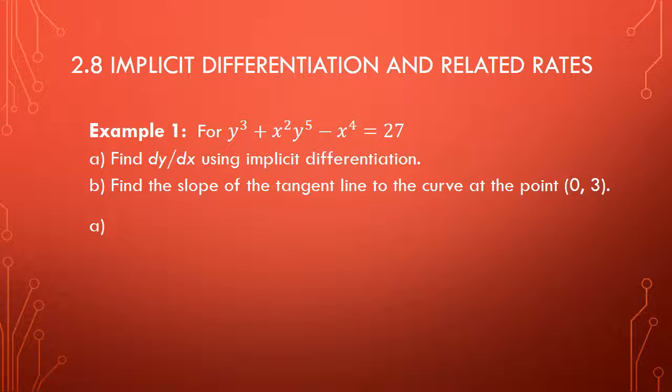Okay, so we're going to do y cubed plus x squared y to the fifth minus x to the fourth equals 27. Now this would not be one that you would want to try to solve for y. So we're going to use implicit differentiation, and we're going to find the slope of the tangent line to the curve at the point (0, 3). Now remember, the derivative is the slope of the tangent line.